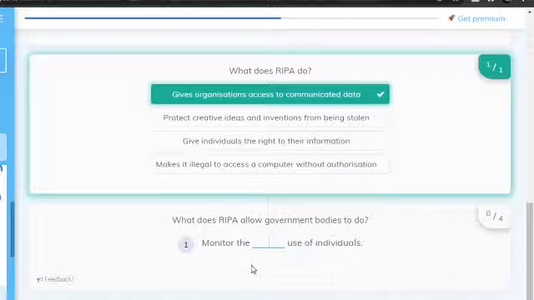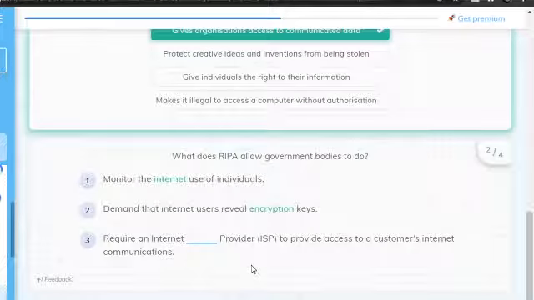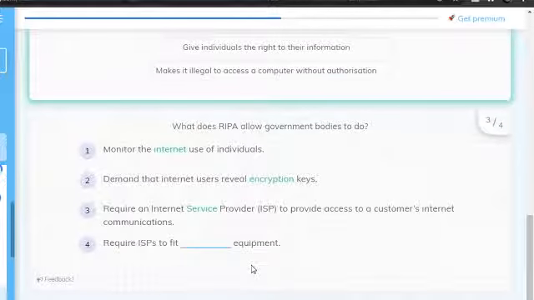So what does it allow the government bodies to do? Monitor the internet use of individuals, demand the internet users reveal encryption keys so they can actually see what's going on, require an internet service provider, and requires internet service providers to fit surveillance equipment.